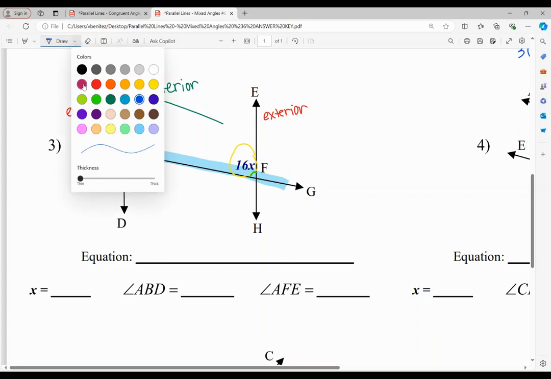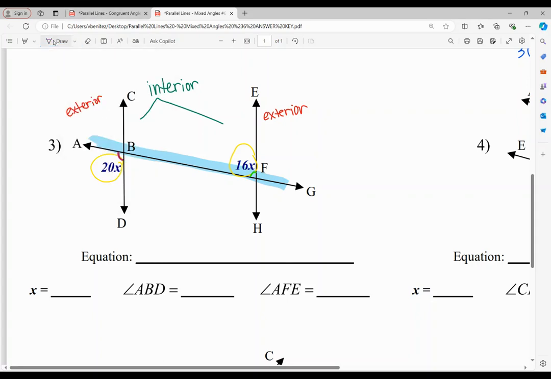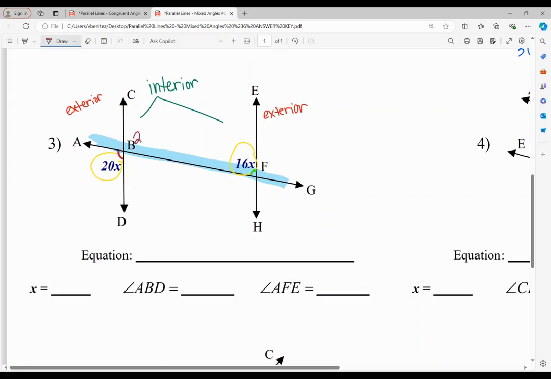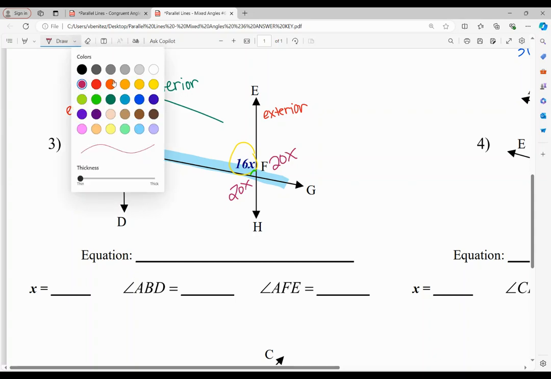Something else that we learned or that we labeled in class was vertical angles, angles across from each other, have the same angle measure. So both of these would be 20x. These correspond, so these would be 20x. I can now clearly see that the two angles are different. They are next to each other, making a linear pair or a straight line. So that means that both of these angles are supplementary. They will add up to 180.